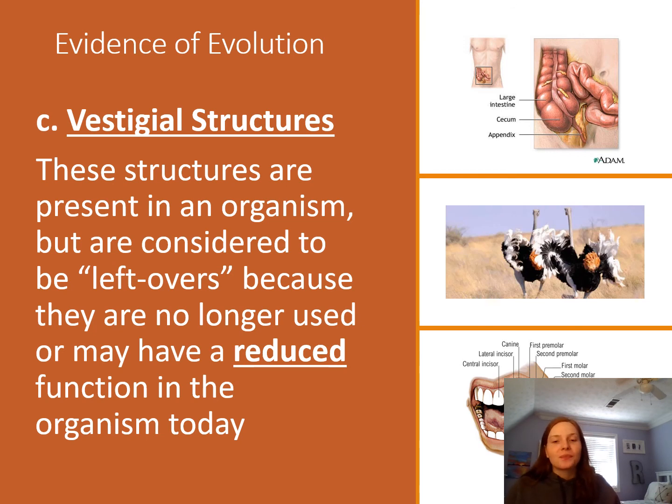So that's really cool. And then the third example is an ostrich's wings. Ostriches can't fly, but they still have wings. That's because their ancestors could. And so they still have that trait even though it's not used. It's just considered a leftover. It's not used. Has a reduced function. Okay.